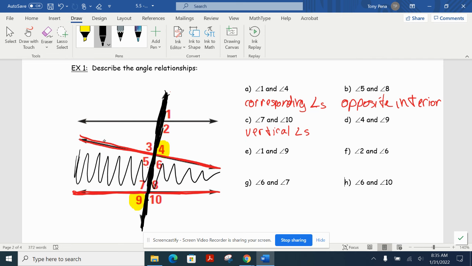Good. So if they're on the opposite side and they're outside, then that's what we're pretty much just putting together. They're opposite sides, so you're going to put opposite. And then since they're outside of those two lines, that's what exterior means. So those are opposite exterior angles. Okay.